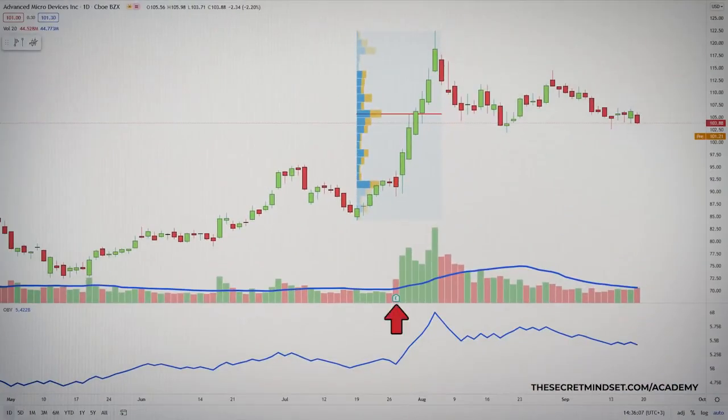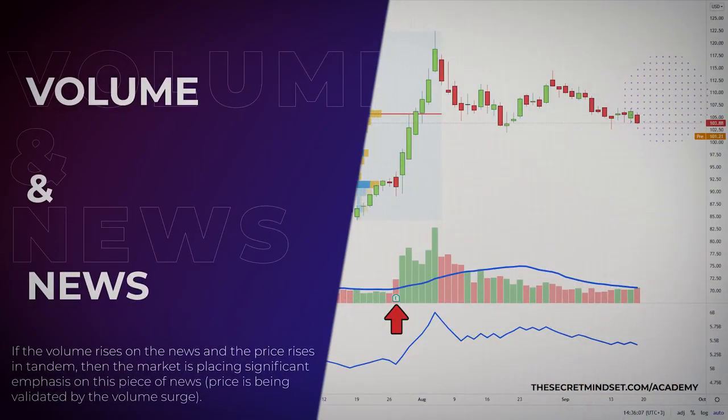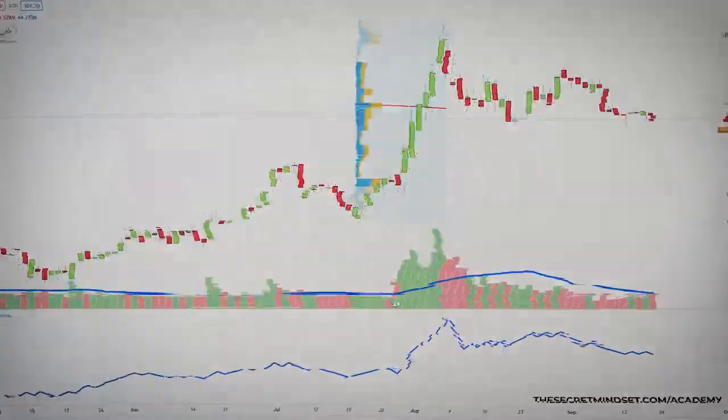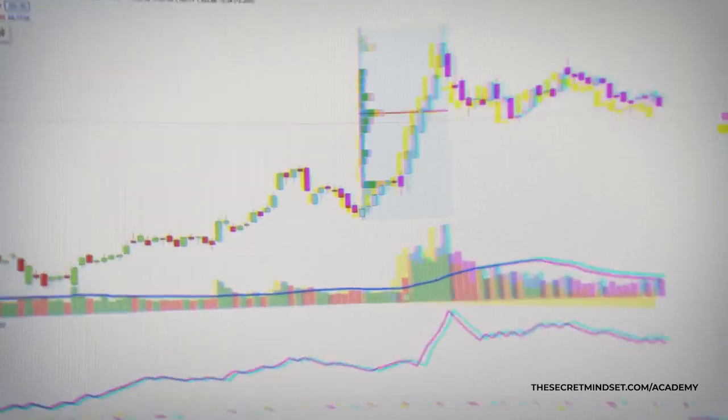What this means in simple terms is that the volume substantiates the importance of the release. If the volume rises on the news and the price rises in tandem, then the market is placing significant emphasis on this piece of news. Clearly, in this case, the price is being validated by the volume surge. Conversely, if the volume fails to rise on the news, then the market and the market participants have clearly discounted this item and consider it to be unimportant or irrelevant, as they now wait for the next release to arrive.